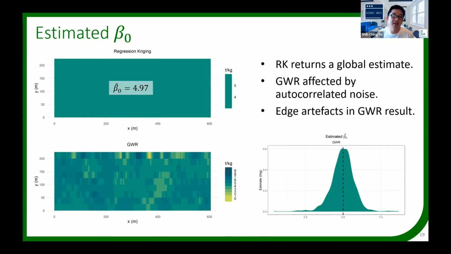Just for completeness here, the results are fitting beta 0, and they're not as interesting. I just wanted to point out that for GWR, which is this panel on the bottom here, we can see that the autocorrelation shows through with these patches. So it doesn't handle that very well. And you might also observe that along the top edge here, there's sort of edging artifacts, because remember, GWR uses this kernel, and the kernel sits outside of the field, and you're going to get some kind of numerical weirdness.